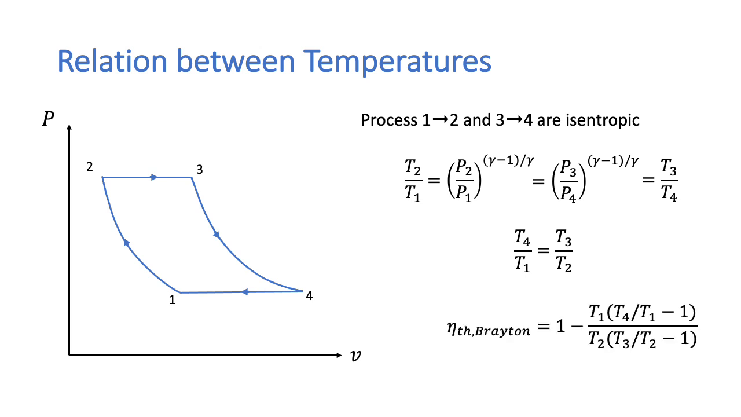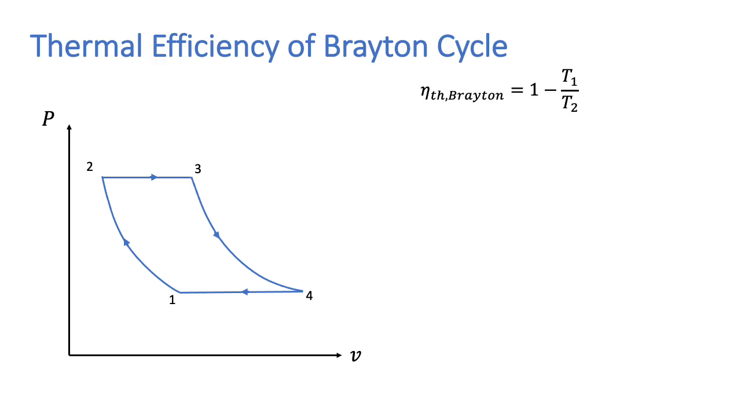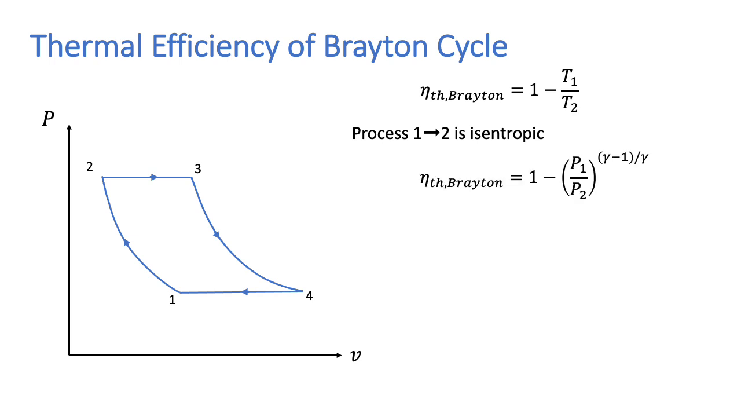If we now look again at the expression we had derived for the thermal efficiency of a Brayton cycle, we can cancel out the terms in T4 upon T1 and T3 upon T2. The efficiency of a Brayton cycle is 1 minus T1 upon T2. Since the process 1 to 2 is isentropic, we can replace that temperature ratio by a pressure ratio. So the efficiency is 1 minus (P1 upon P2) to the power (gamma minus 1) by gamma.